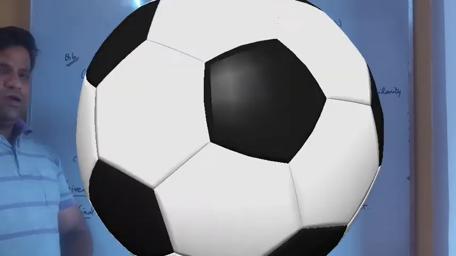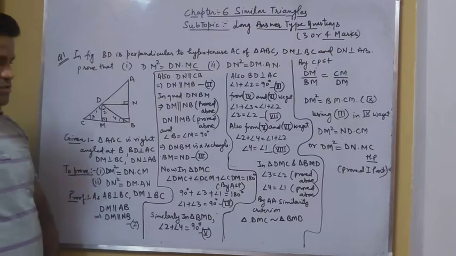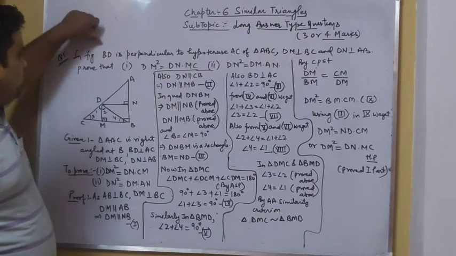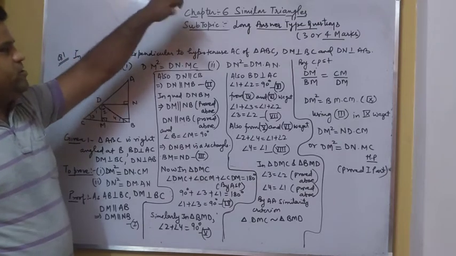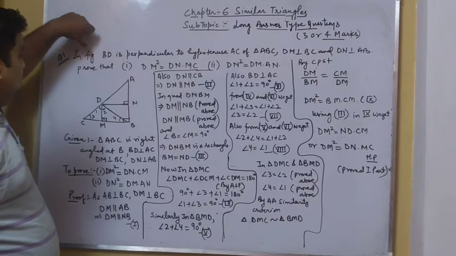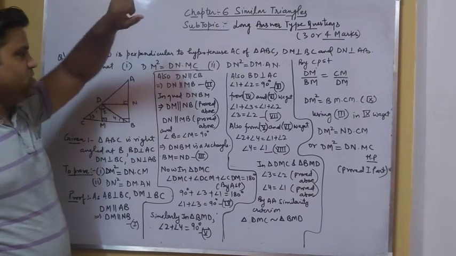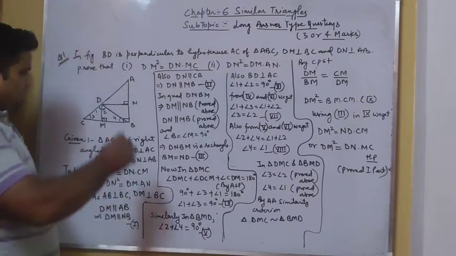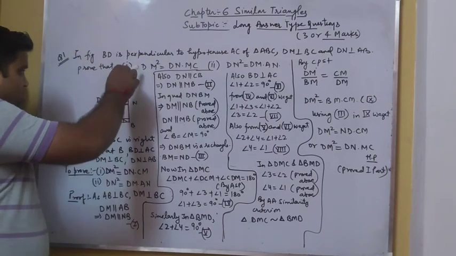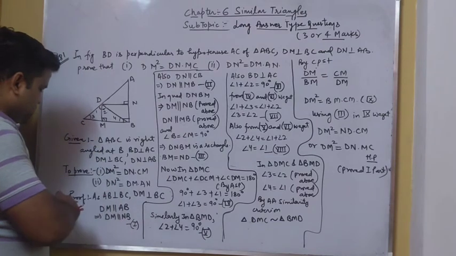Now let us come to some long answer type questions which come in the category of 3 or 4 marks. Question number first. In the figure, BD is perpendicular to hypotenuse AC of triangle ABC, DM is perpendicular to BC, and DN is perpendicular to AB. We have to prove, in the first part, DM square equals DN into MC. In the second part, we have to prove DN square equals DM into AM. In the figure, these things are given. We have written all the things in the given. We have to prove these. Now let us come to the proof.